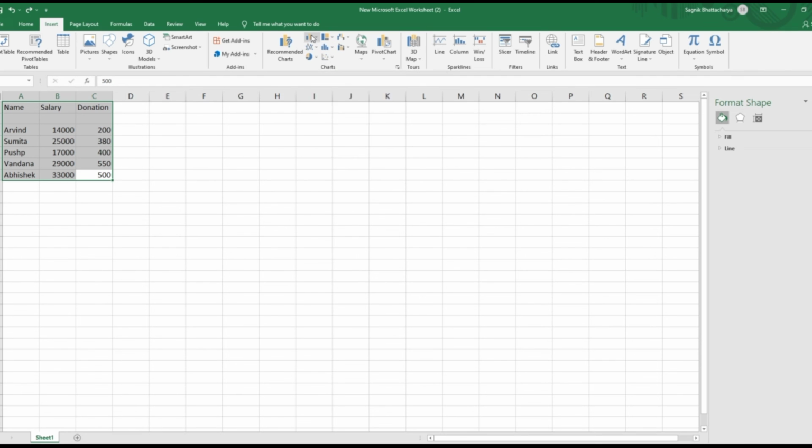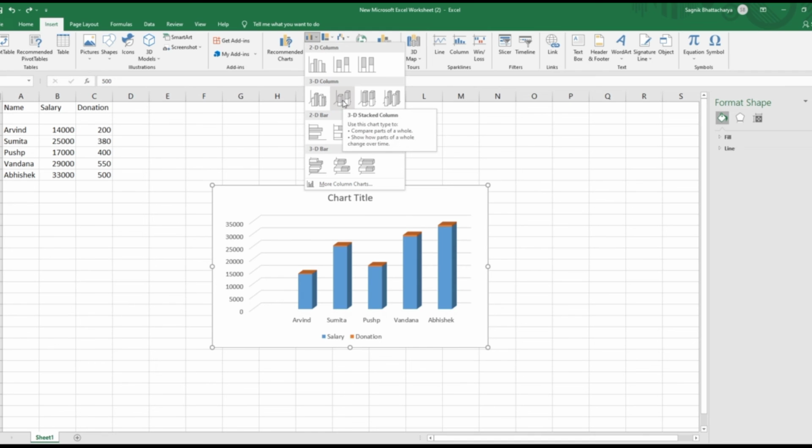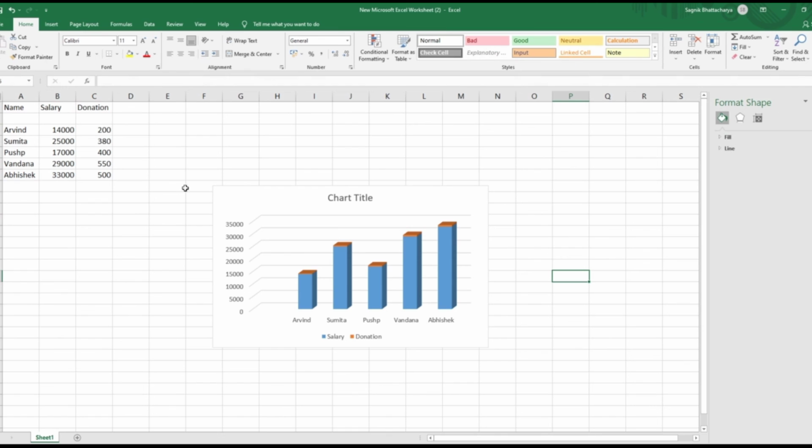In the Charts group I select 3D column. Select 3D column. So now the data is moved to the chart type. Okay, so this is salary and this is donation. Okay, so Arvind, Sumita, Push, Bandana, Abhishek, all the data are converted into chart form.